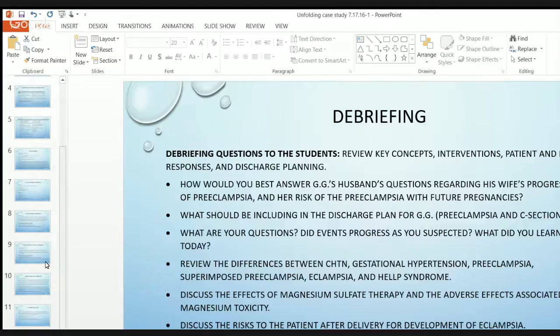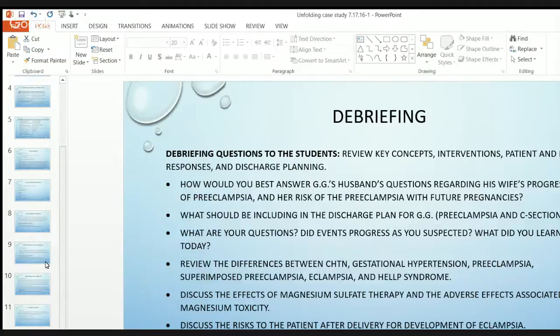Also reviewing the differences between, again, chronic hypertension, gestational hypertension, preeclampsia, superimposed preeclampsia, which is, again, if a woman already has chronic hypertension and then becomes pregnant, eclampsia when there can be seizure involvement, and then HELLP syndrome. And then discuss the effects of magnesium sulfate therapy and the adverse effects.